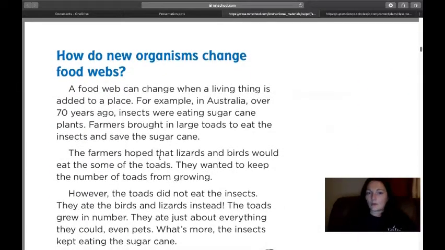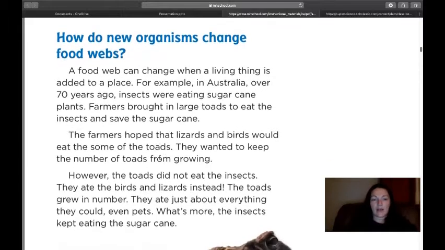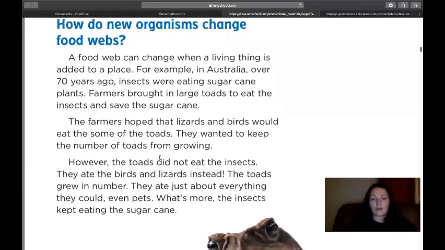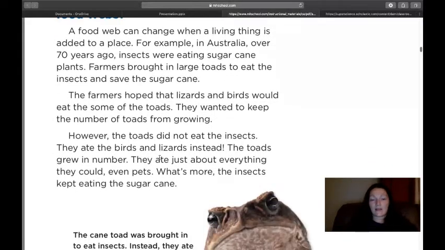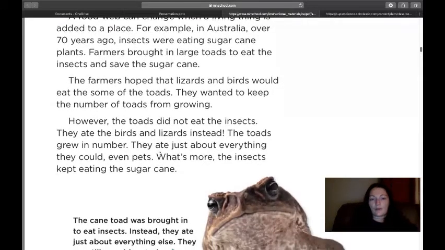So, how do new organisms change food webs? A food web can change when a living thing is added to a place. For example, in Australia, over 70 years ago, insects were eating sugarcane plants. Farmers brought in large toads to eat the insects and save the sugarcane. The farmers hoped that lizards and birds would eat some of the toads. They wanted to keep the number of toads from growing.